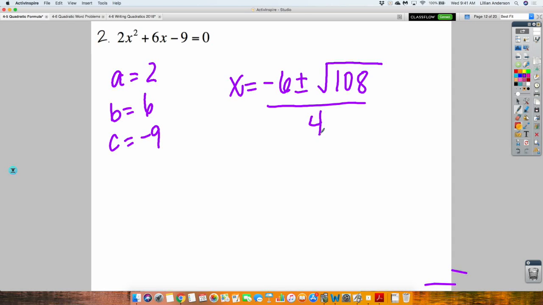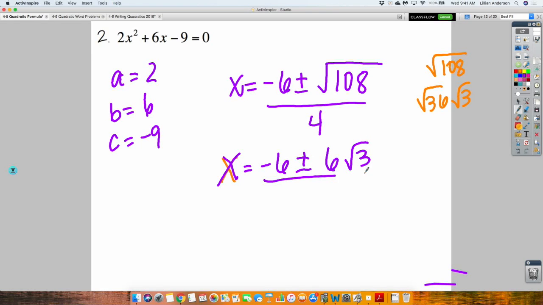Okay, you get to this point. Now, 108 can be broken down. Go back to unit 2 when we were doing radicals, okay? What numbers multiply to give you 108? 36 and 3. Is 36 a perfect square? Yes. So then this becomes -6 plus or minus 6 square root 3 over 4.